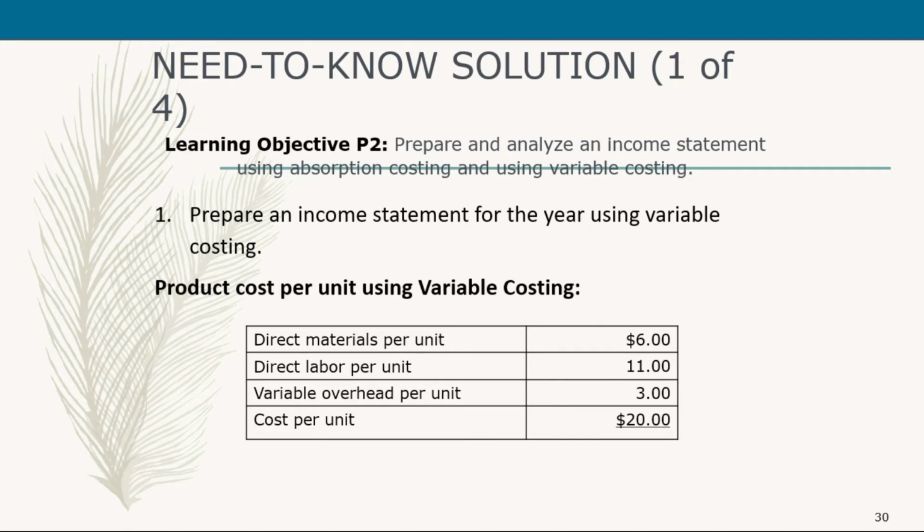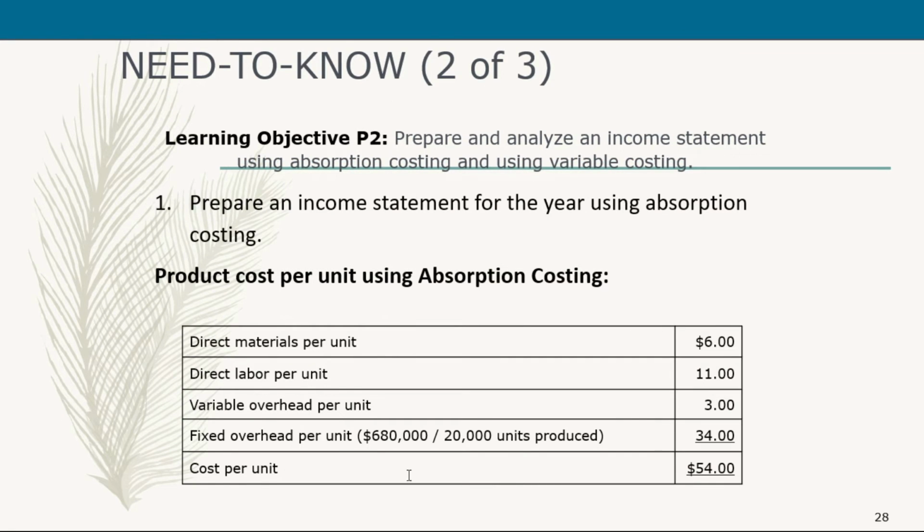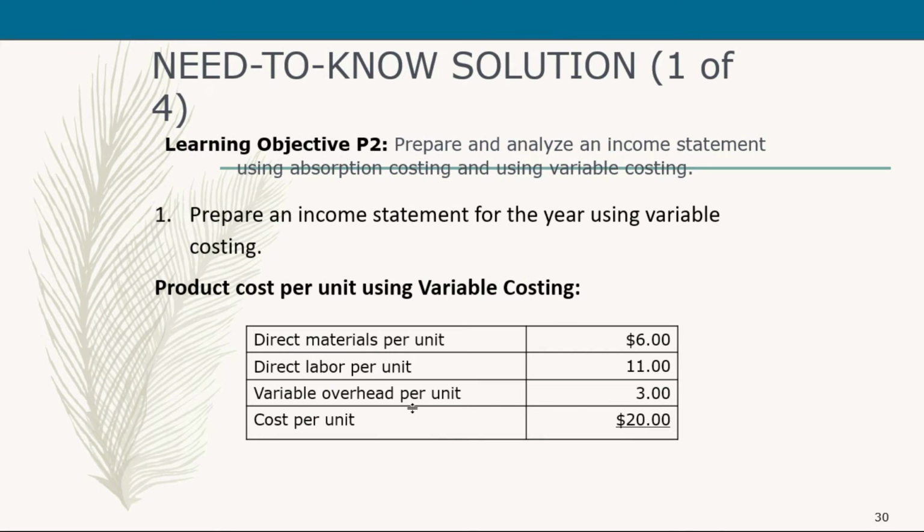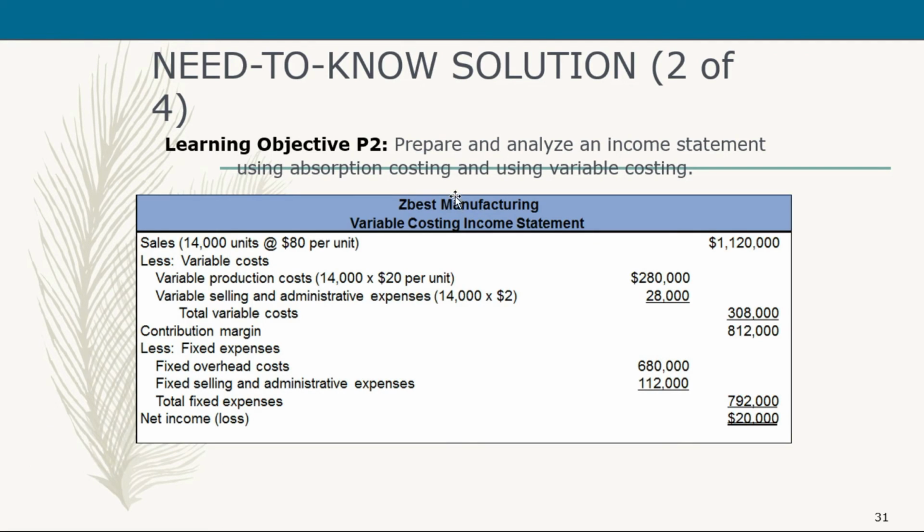Okay? So for our next requirement, we need to prepare an income statement for the year using variable costing. But before we can prepare the income statement, we need first to compute the product cost per unit using variable costing. Just like with absorption costing, we already computed the product cost per unit. We will not include here your fixed overhead cost per unit under variable costing, making our product cost per unit only $20 per unit. Okay? So now we prepare the income statement. So in here, we have your sales amount of $1,120,000. It has the same computation with absorption costing.